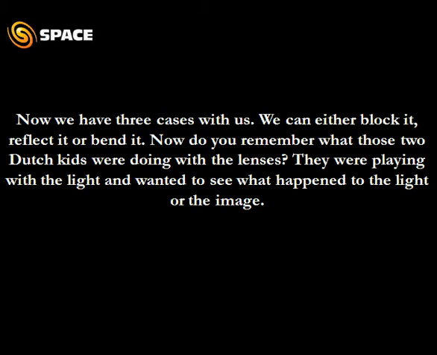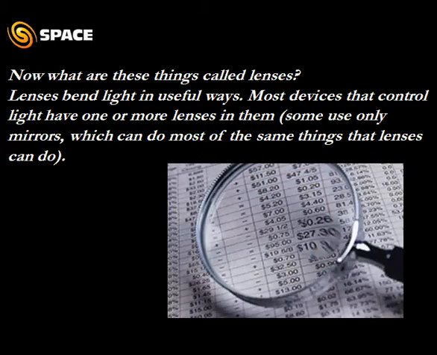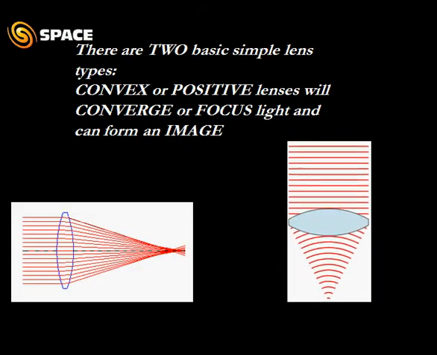Now once we go back to Hans Lippershey's lab, where those Dutch kids were playing with the lenses, they were actually playing with the light and trying to see what happens to it. In this picture you can see a magnifying glass which helps you to read the small numbers over there. So a lens is a kind of device which controls the way the light works.